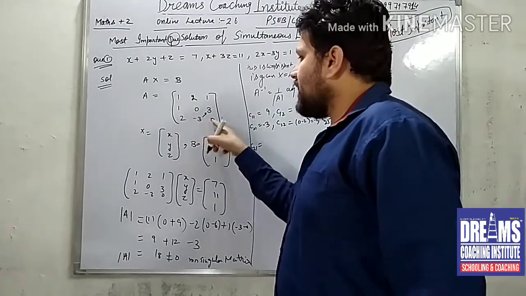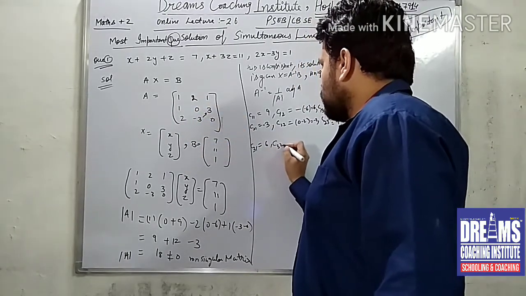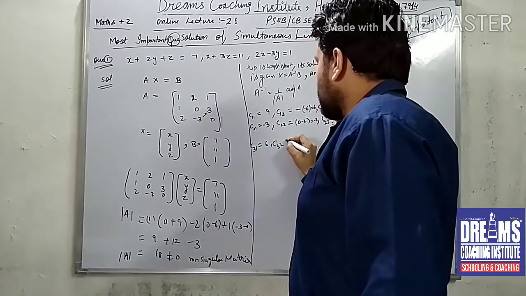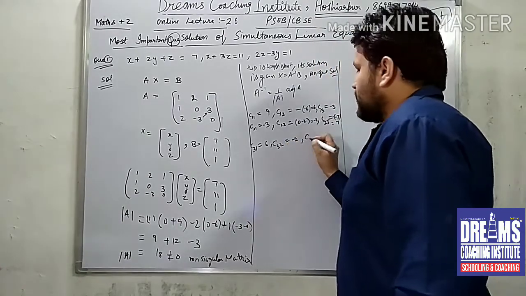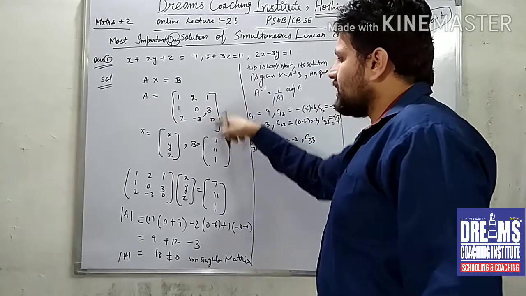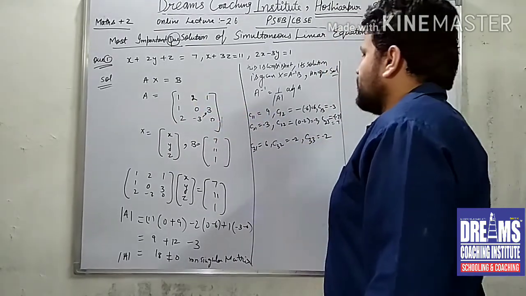C31. For this element, 3 2s are 6. And C32, this element: 3 1s are 3, minus 1, 2. And this is taken as negative because it is an odd number. So C33: leave this row and this column, 1 into 0, 0, 0 minus 2. So this is minus 2.